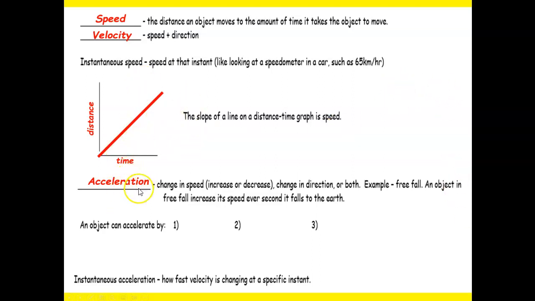Okay, so acceleration is the rate of change in velocity. There's 3 ways that an object can accelerate. So remember, it can accelerate by speeding up, slowing down, or changing direction.